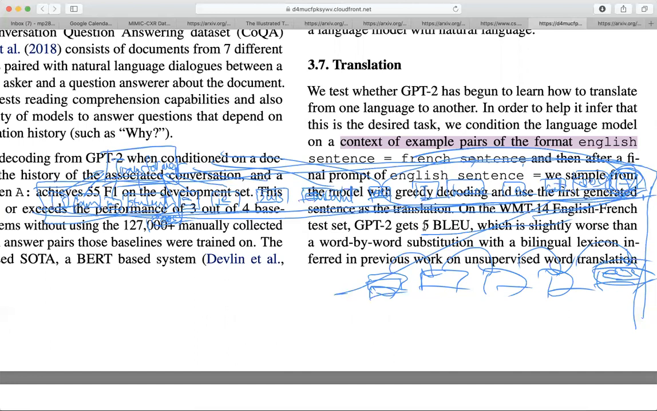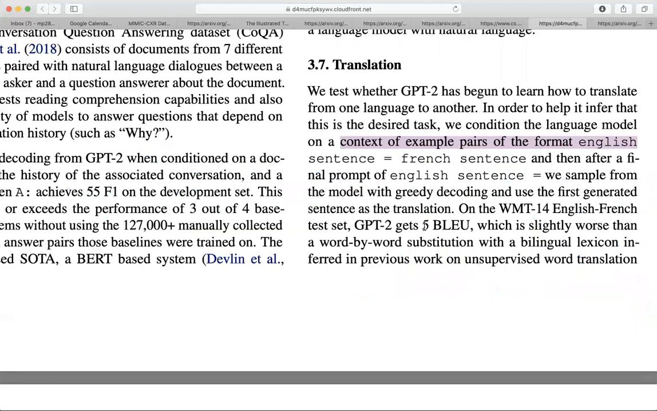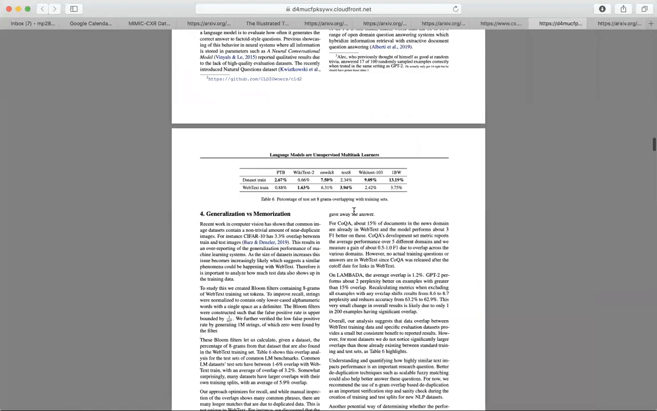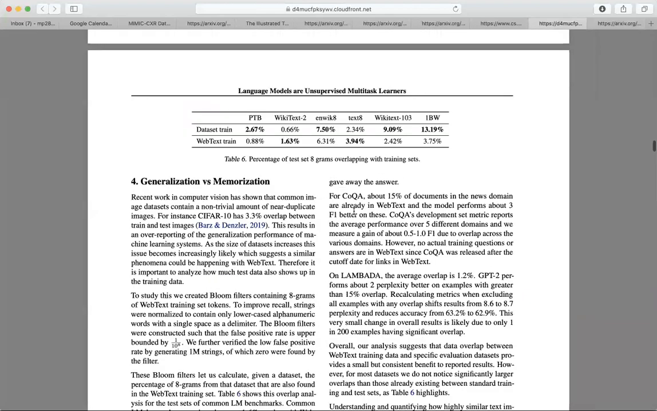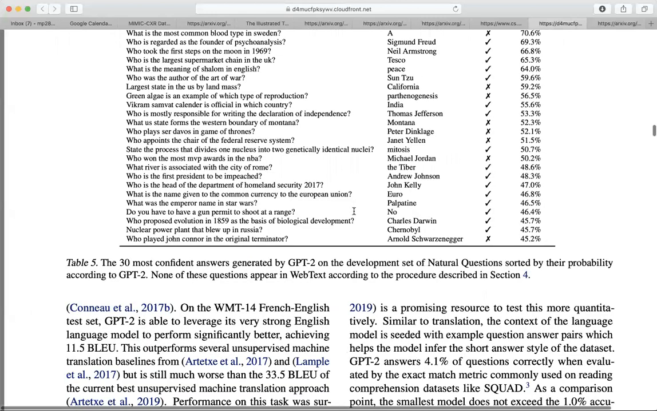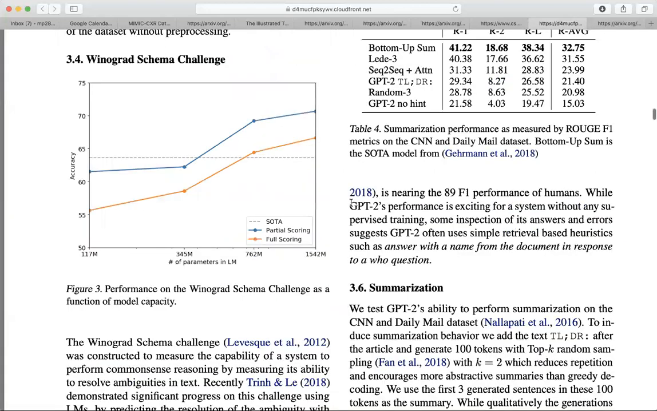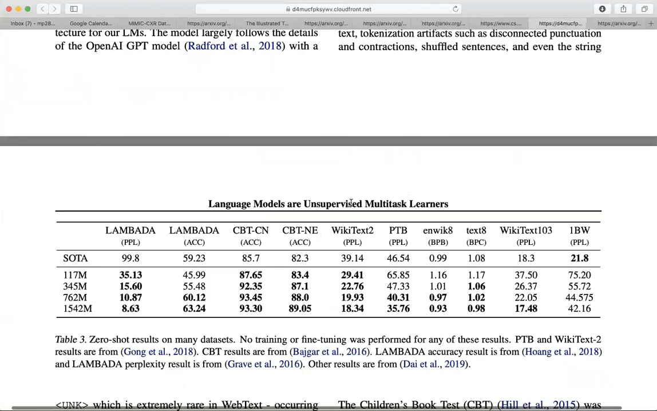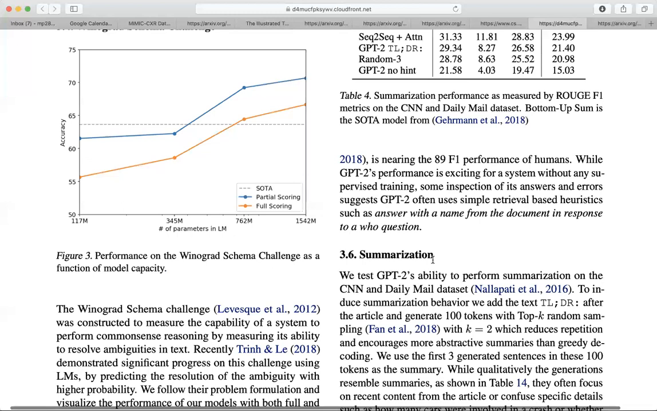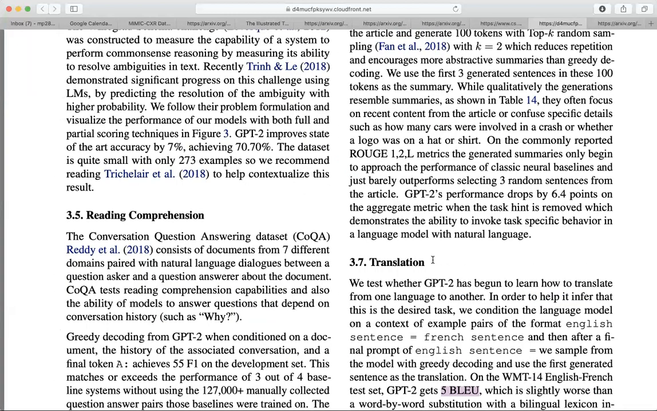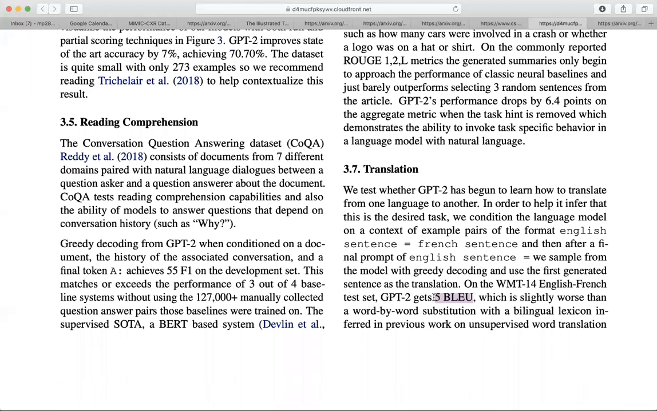And surprisingly, it does perform to some extent, interestingly. In the translation case, the score was only 5 BLEU, which is just terrible compared to, let me see. They don't actually compare translation performance with state-of-the-art models because it's just so freaking low.